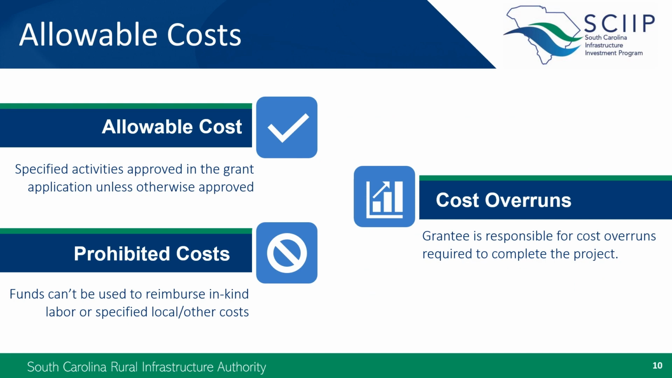Allowable costs are those activities detailed in the grant application. If additional work is needed, RIA would have to approve the costs in advance via contract change orders and grant amendments. Depending upon the nature of the additional work, there is no guarantee that the cost will be allowed. In those cases, the grantee may commit to providing local funds to pay for the additional work themselves. Further, SCIIP funds cannot pay for in-kind labor or other specified local costs. And lastly, the grantee is responsible for any cost overruns required to complete the project, unless otherwise approved.